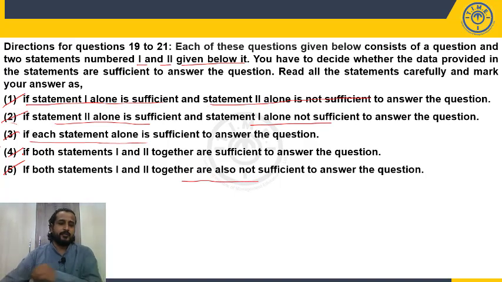So these are my 5 choices. But in the exams, the choices may be given in a random way. They may change the order of the choices. So please be careful. Don't assume that every time the order will be like this. Okay?